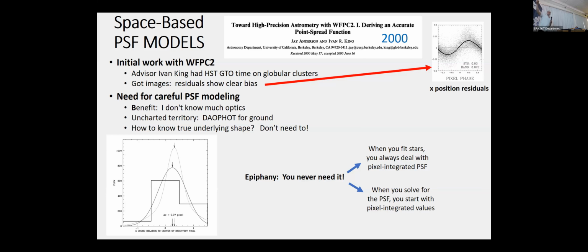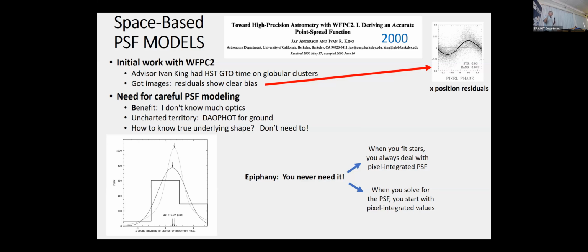Whenever you fit stars with a PSF, you're always dealing with a pixel-integrated PSF. And whenever you see the PSF in images, you always have pixels that represent the pixel-integrated PSF. So there's no reason to try to figure out what's going on underneath the pixels. I mean, there are some reasons for it, but for the most part, you really just don't need to try to figure things out at that detail.